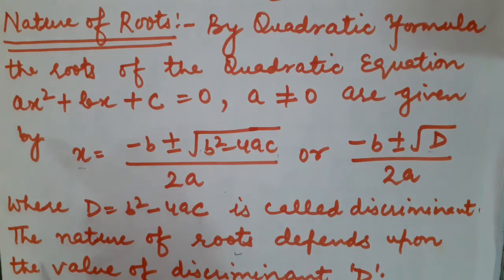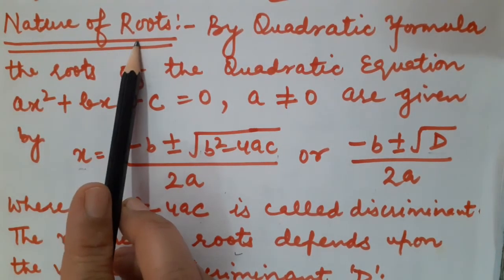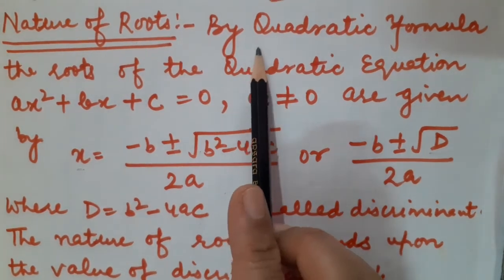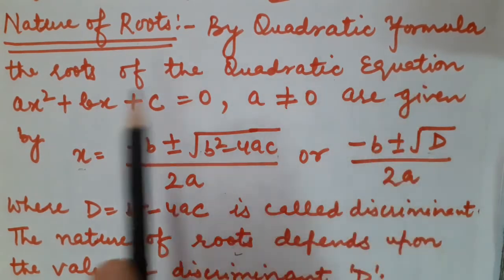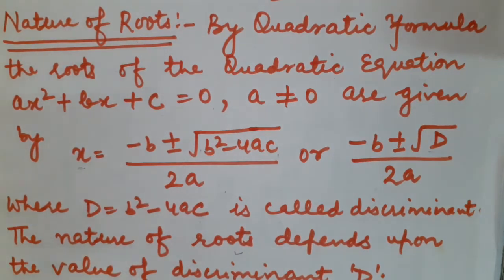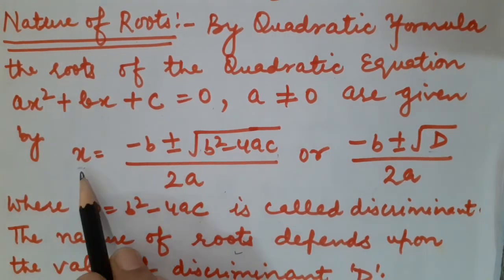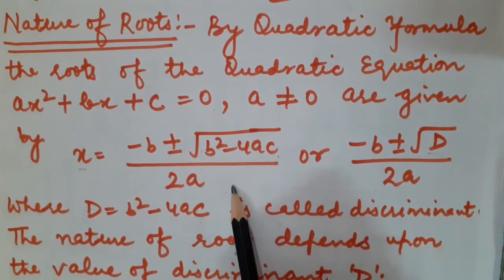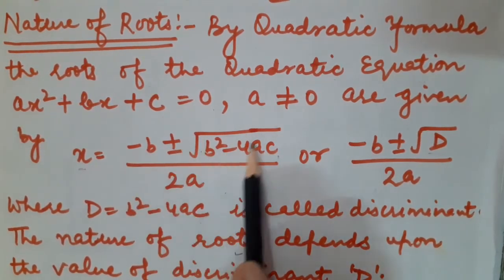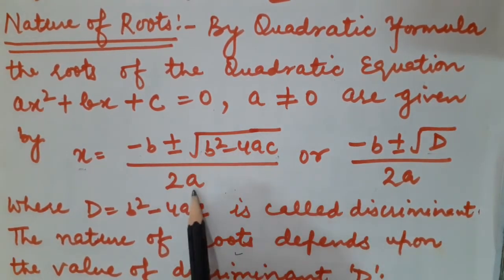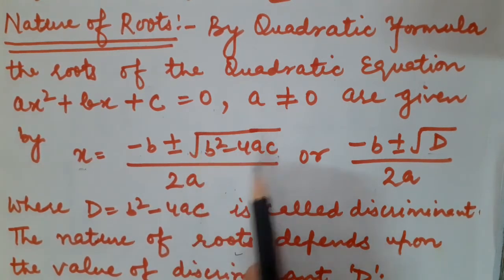Now children, our last topic is how to find the nature of roots. Children, this is also completely dependent on quadratic formula. Fine. So let us start it. By quadratic formula, the roots of the quadratic equation, that is ax square plus bx plus c is equal to 0, where a is not equal to 0, are given how? X is equal to minus b plus minus root b square minus 4ac upon 2a. You know these are basically the roots. One is minus b plus root b square minus 4ac upon 2a and another one is minus b minus root b square minus 4ac whole root upon 2a.